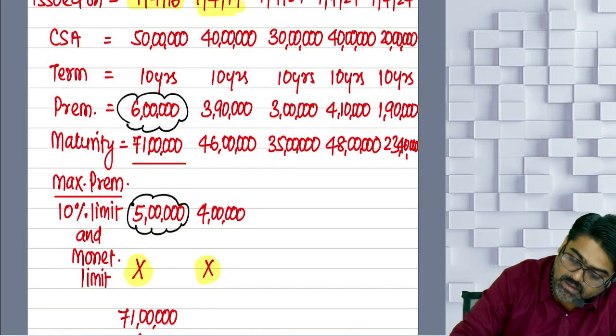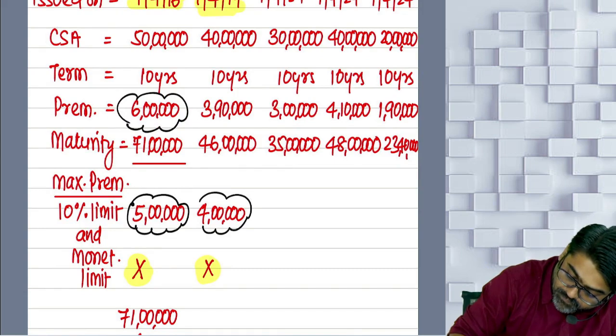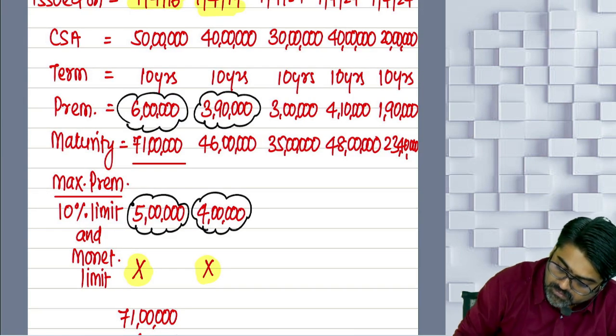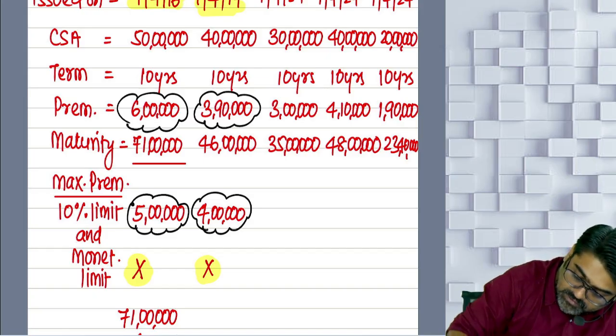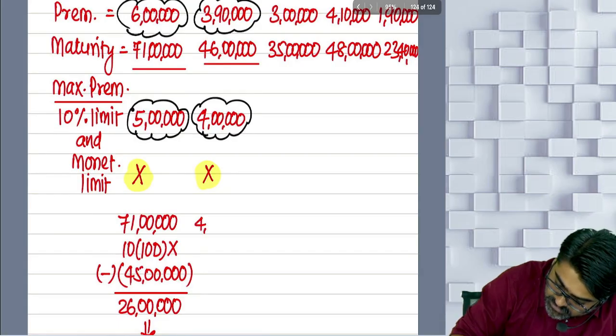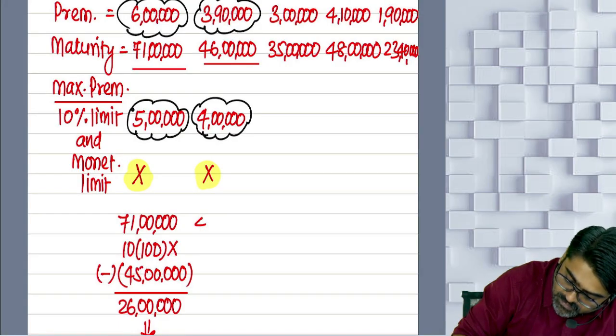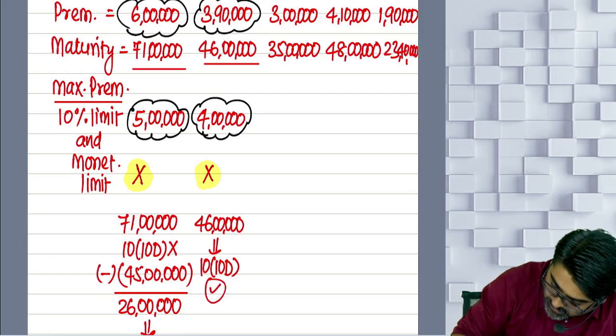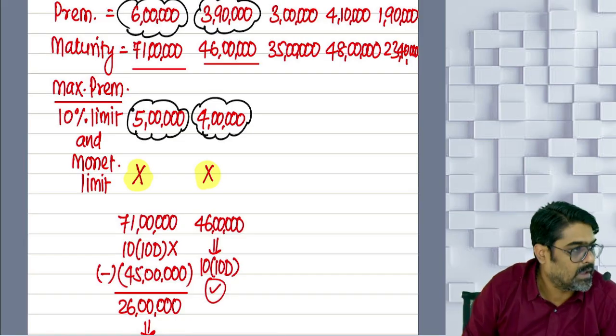Now tell me, the second case. How much should be the yearly premium, and how much premium are you actually paying? Within the limit, the entire 46 lakhs will be exempt. So this 46 lakh which you are receiving on this policy will be fully exempt under section 10(10D). Nothing will be taxable. Understood?